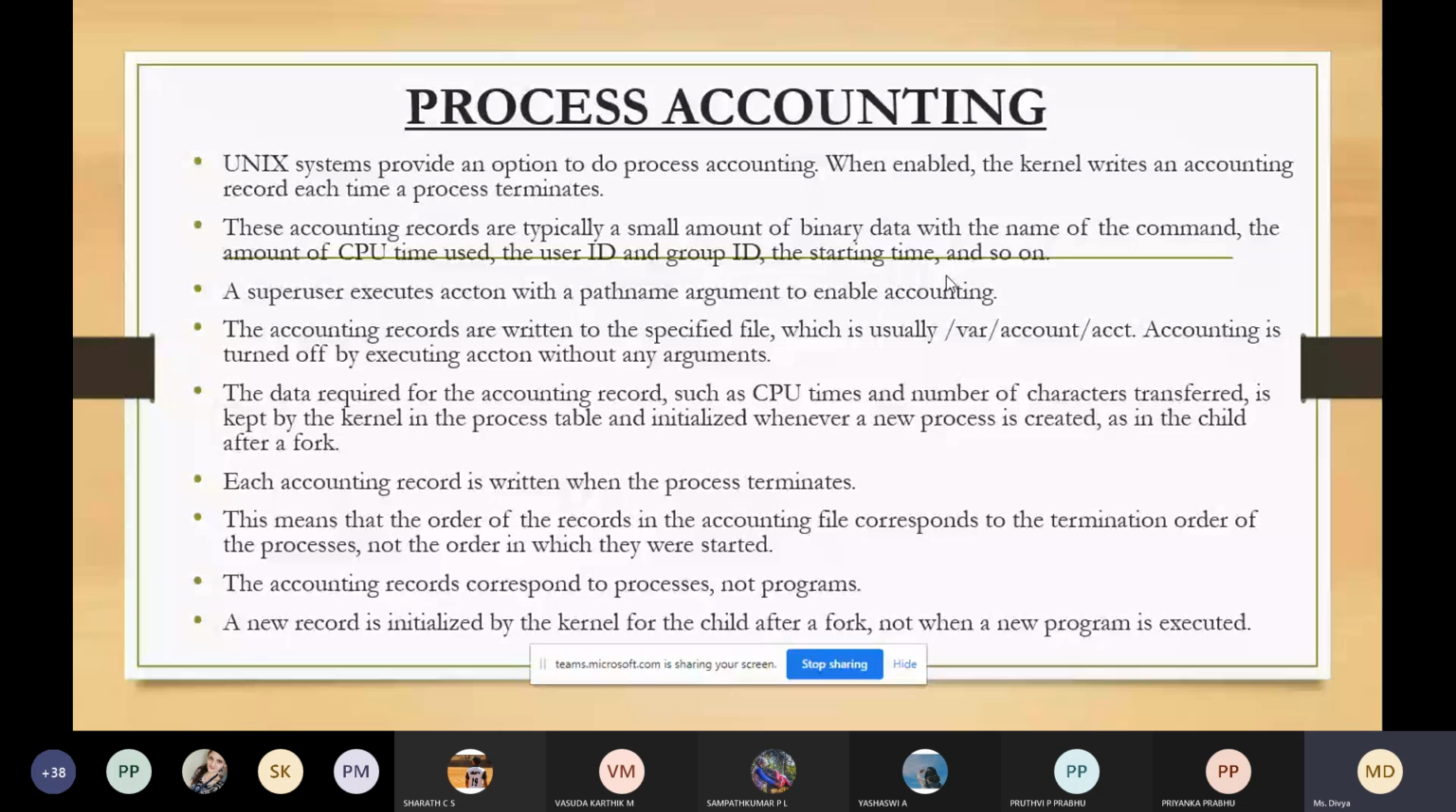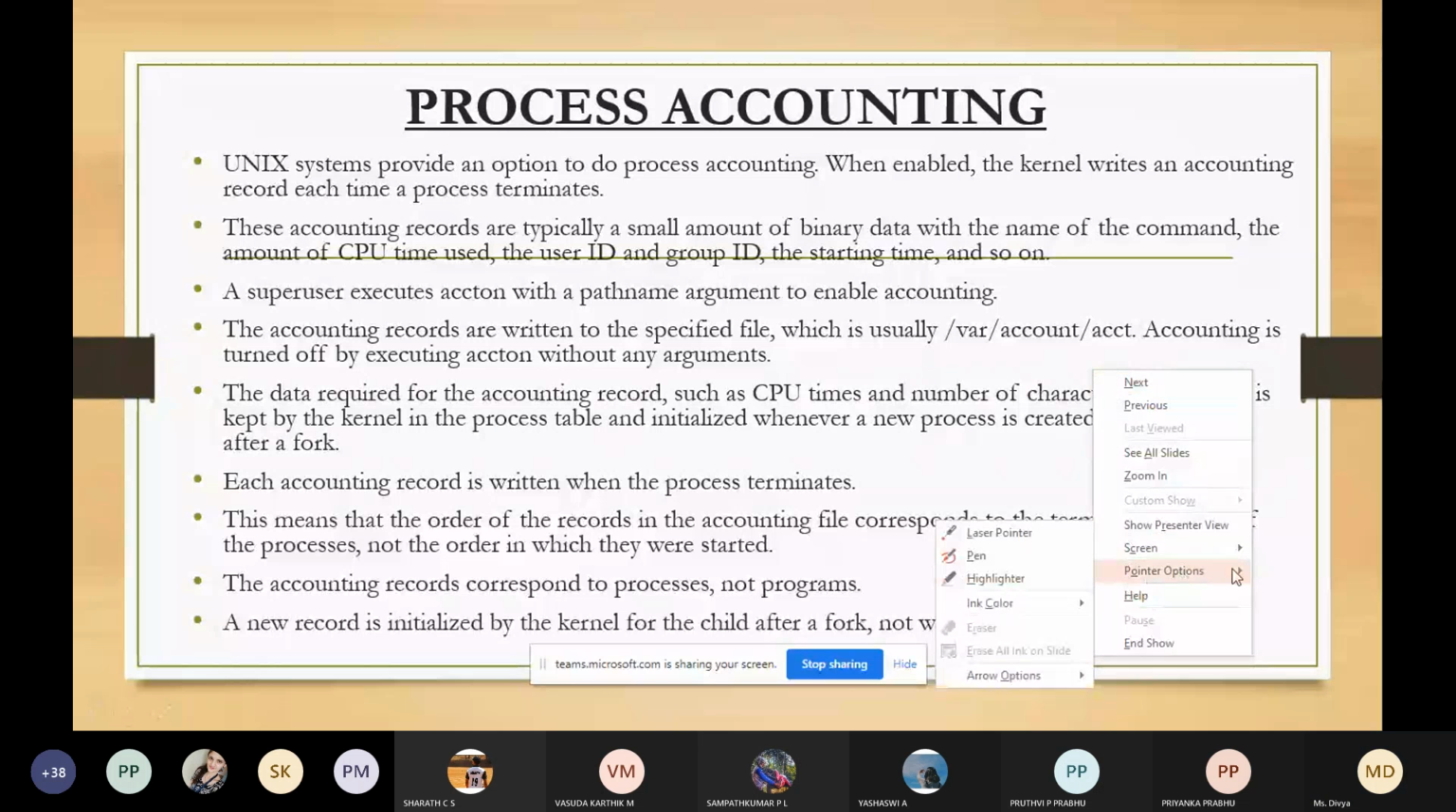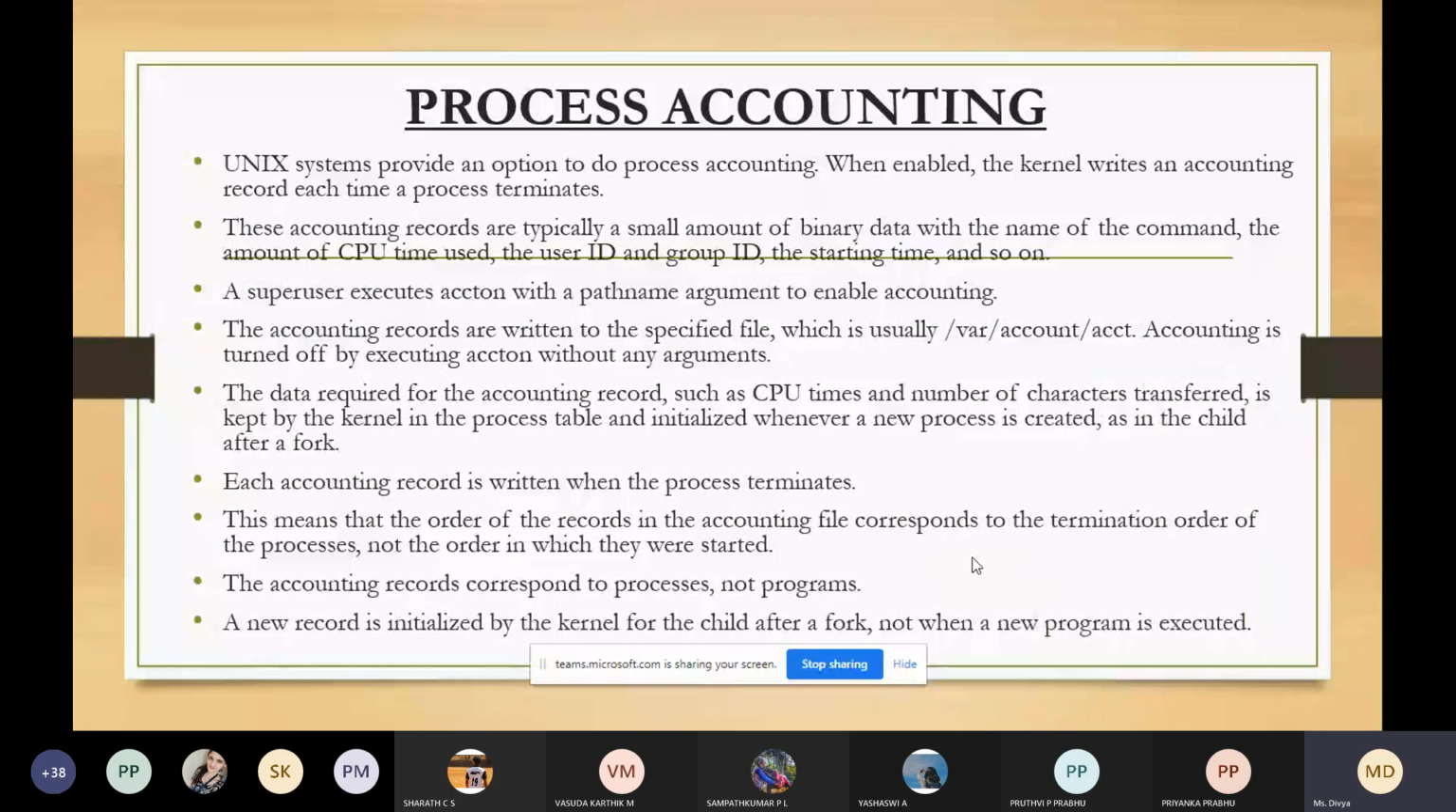To know the process information, we need super user privilege. Only if you have super user privilege can you get the information about the process. A person with super user privilege can use this command, acct, or accton. This is the name of the command that is used for getting the process information. You use this command with the path name argument to enable the accounting.